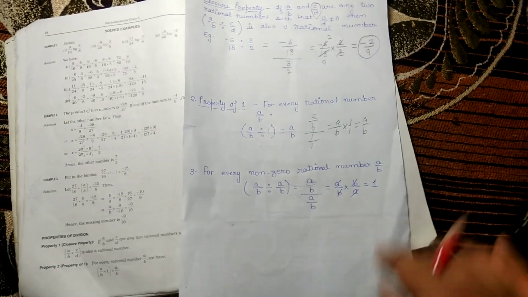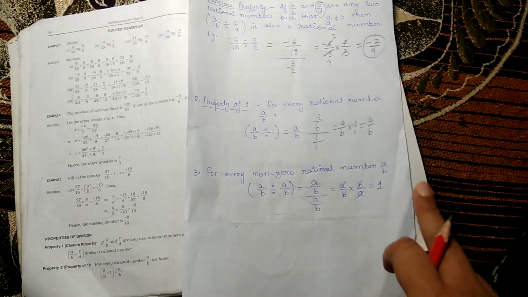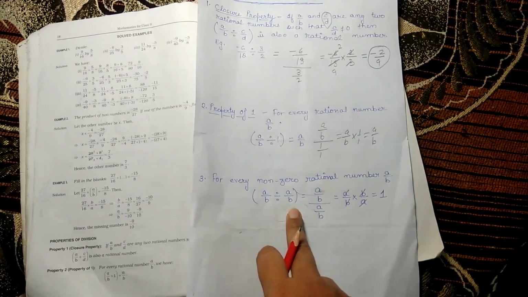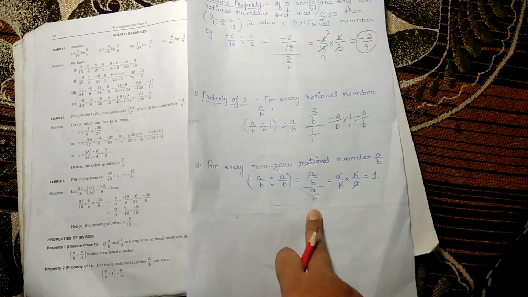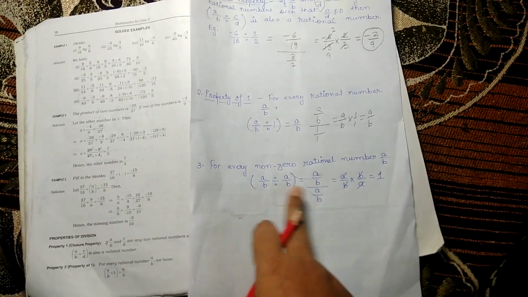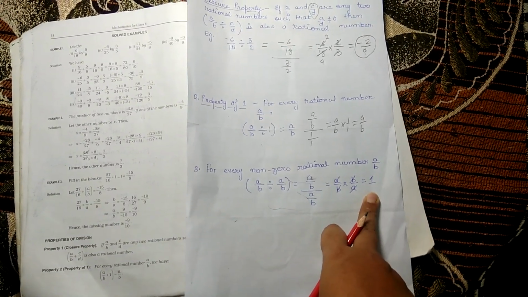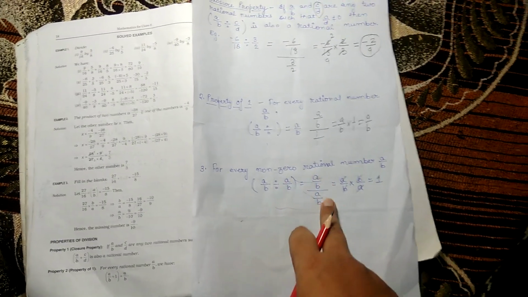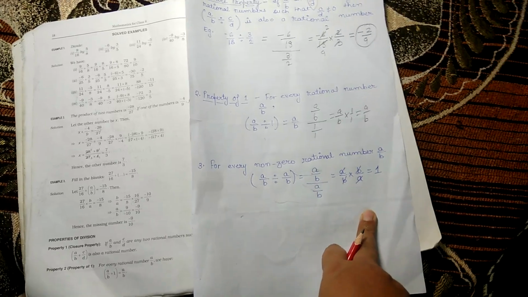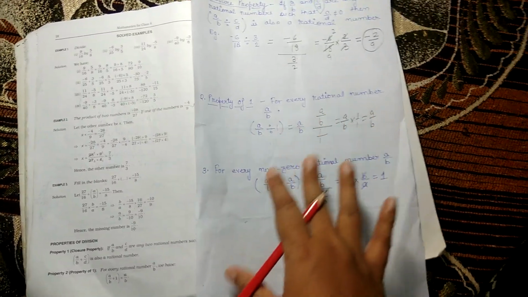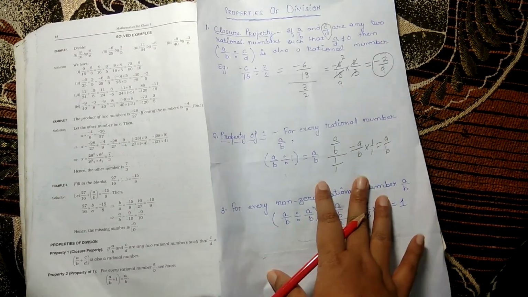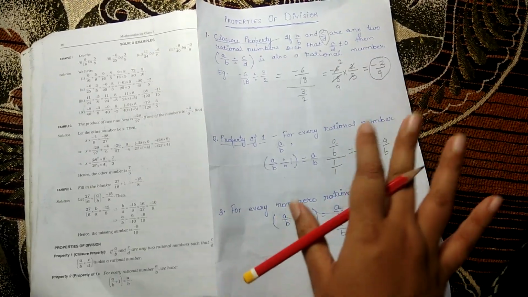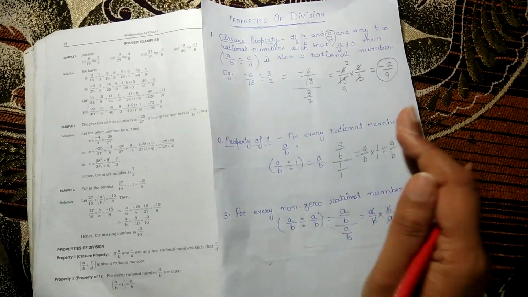Next is, for every non-zero rational number a upon b, if the same number divides itself, then the answer is 1. Clear? a upon b divided by a upon b is equal to 1, and we have solved it like this. So we have discussed the properties of division and the introduction of the division of rational numbers. Clear?